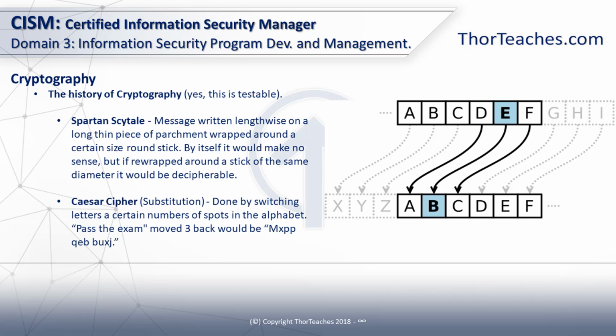So in this case, our encryption key would be, well, a stick. And the decryption key would be the same. I would send it off. Whoever the recipient would be would have a stick of the same size. They would wrap the parchment around it, and they can read the message.